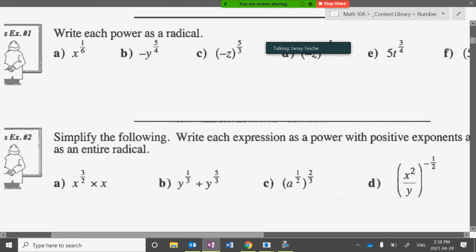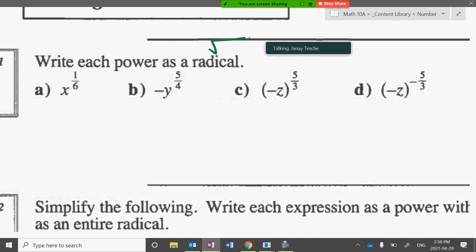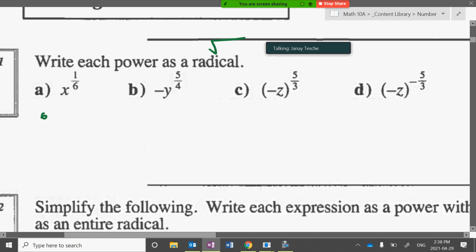It says write each power as a radical. This is just converting it to have a root symbol. Radical just means that root symbol is there. It might be a square root, a cubic root, whatever, but some type of root. So the power of 1/6 is just going to become the 6th root of x.